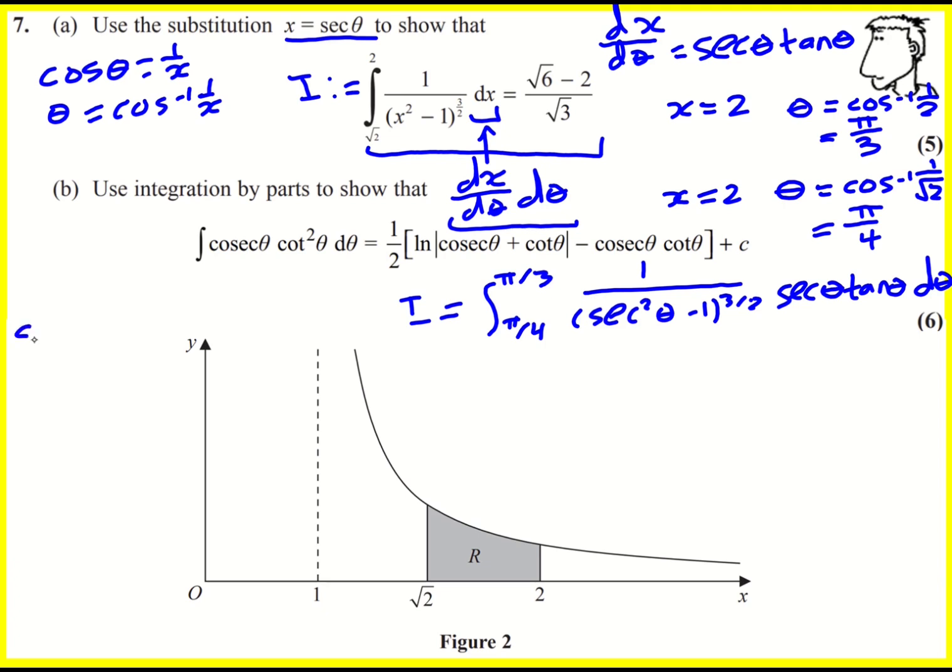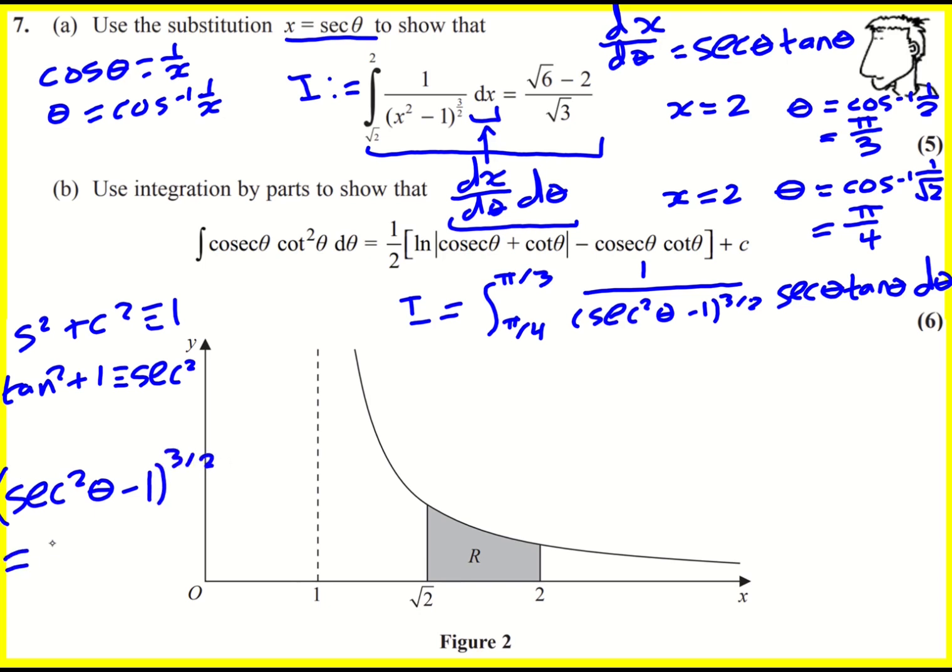Okay, right, what are some identities? We've got that sine squared plus cos squared is identical to 1. So if I divide through by cos squared, I get tan squared plus 1 is going to be sec squared, which means sec squared minus 1 is going to be tan squared. So sec squared theta minus 1 to the power of 3 over 2 is going to be identical to tan squared theta to the power of 3 over 2, which is going to give me tan cubed theta.